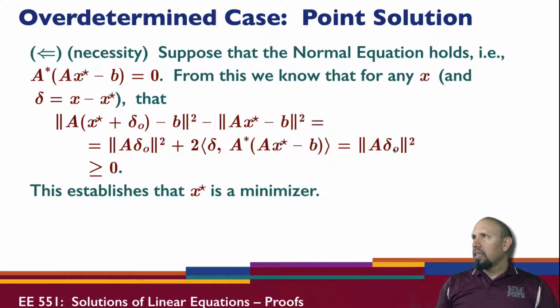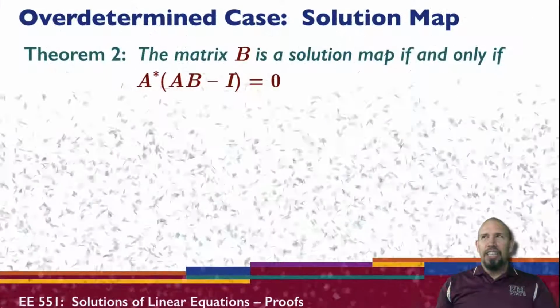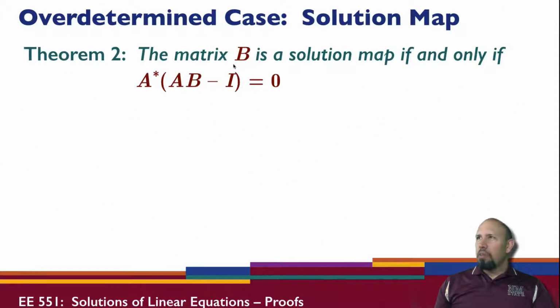So for any x, we see that this is greater than or equal to 0, and so this difference in norms being greater than or equal to 0 establishes the fact that x star is a minimizer. So we have shown the necessity. The necessity in this case was much easier to prove than the sufficiency. So that's the point solution. Let's move on to the solution map. So B is a solution map if and only if A adjoint times AB minus I is equal to 0.